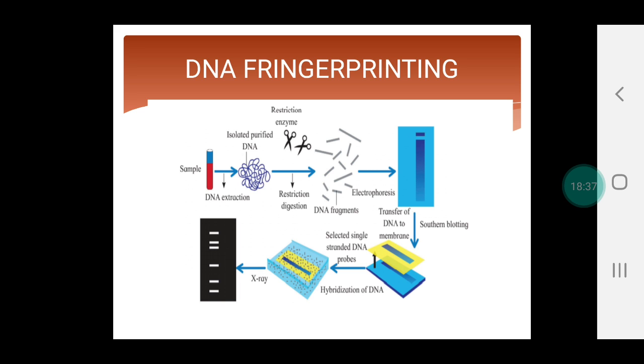Then from here they are hybridized, or you can say hybridization of DNA takes place. So selected single stranded DNA probes are used, then they are subjected to photography on X-ray film. So this is how, by the process of DNA fingerprinting, DNA fragments of any individual can be obtained.